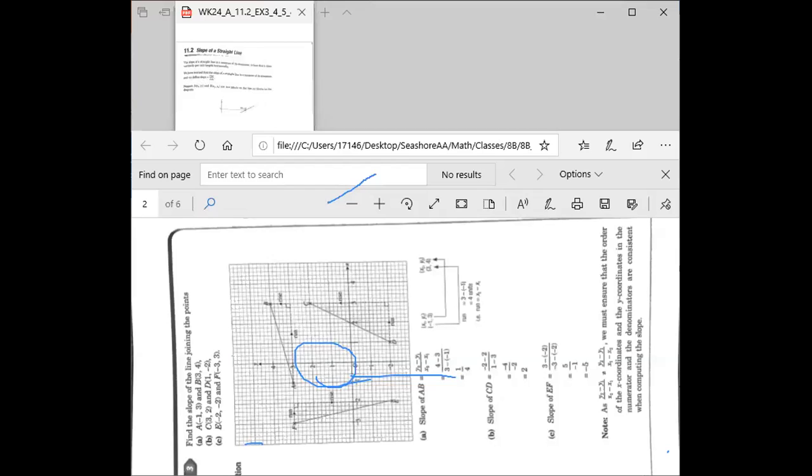Okay, I'm trying to write on the share screen. Hold on a second.